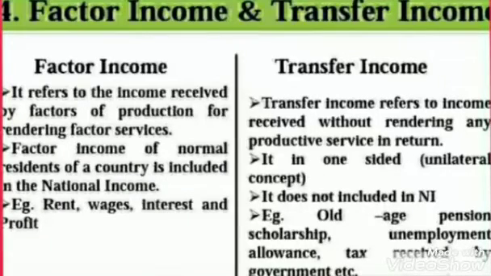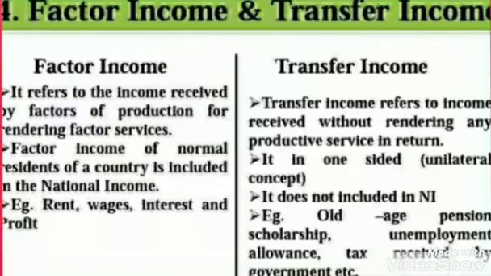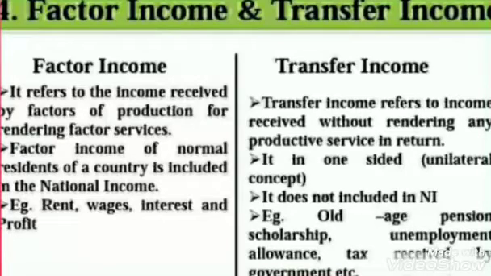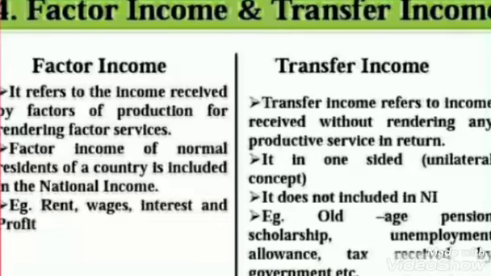factor income is an income which is earned as a reward for your service. It means the income which you receive in return for a service rendered by you. Whereas transfer income is merely a help or a charity, or you can say a donation. That means a transfer income is an income received on account of a charity or donation where no service is rendered in return for that income. You can also say that factor income is an earned income and transfer income is an unearned income.